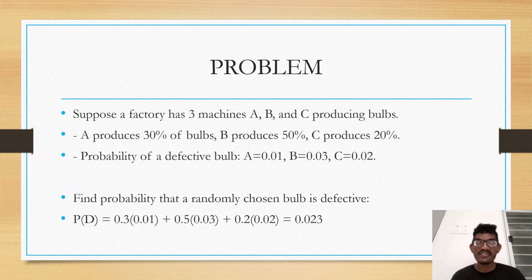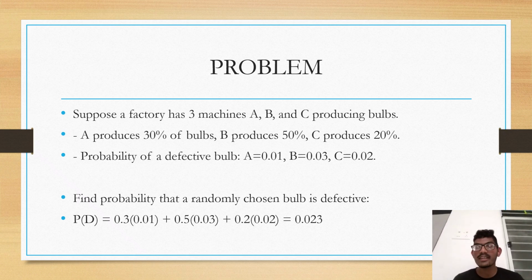Among these bulbs, there are some defective bulbs. Machine A produces 30% of the bulbs, machine B produces 50% of the bulbs, and machine C produces 20% of the bulbs. We need the probability of a defective bulb from each of the machines.